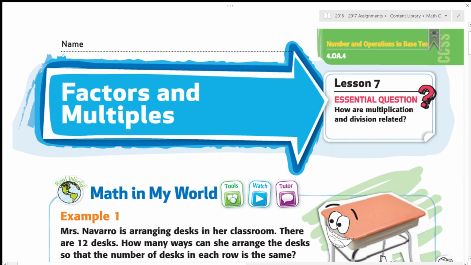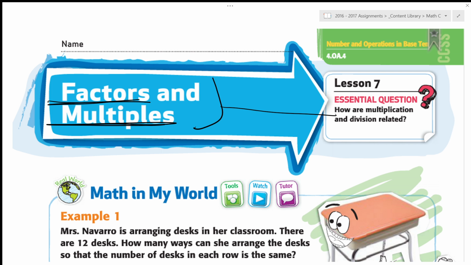All right, today we're going to be talking about factors and multiples. Now these are one term that we've kind of used before, but we're going to use it in a slightly different way, even though it really means the same thing. And multiples is a new term for us. So we're still trying to answer or look at how multiplication and division are related.